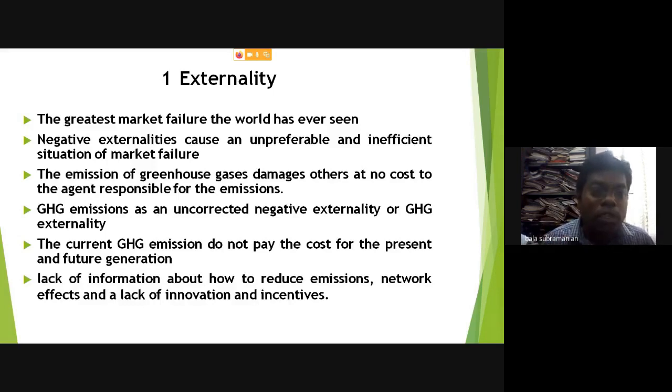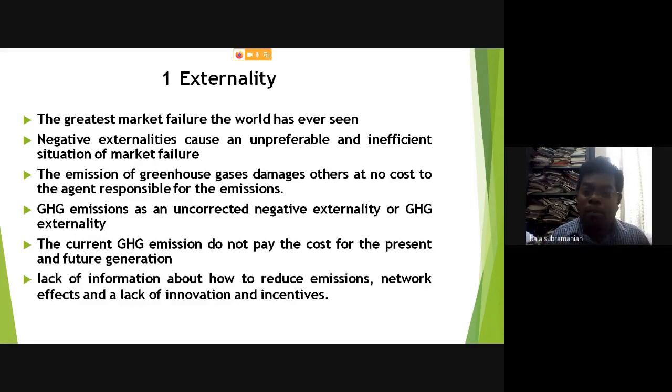So the positive aspect: people are getting goods from the industries, they are consuming, they are getting satisfaction. That is human welfare. Another aspect is negative externality. For example, when they produce goods and services, they are also emitting emissions. Those emissions create problems in society. So the negative externality causes an inefficient situation of market failure.